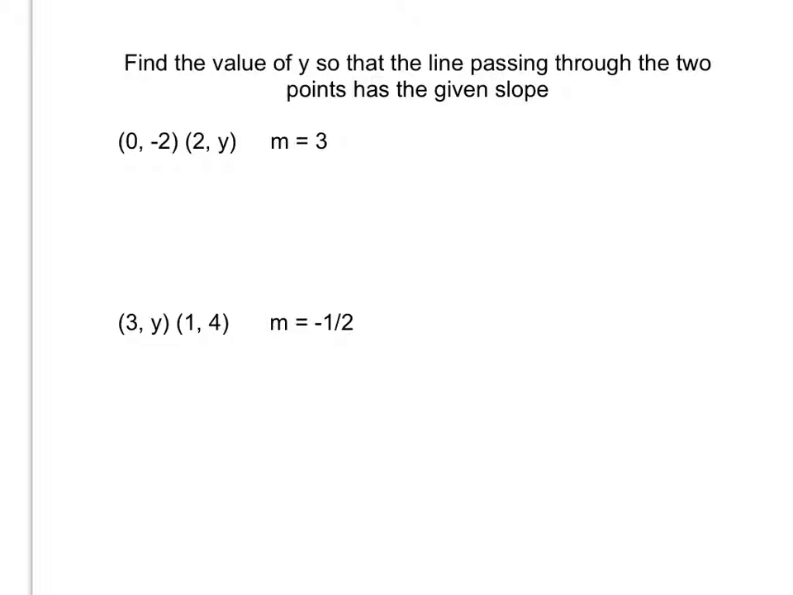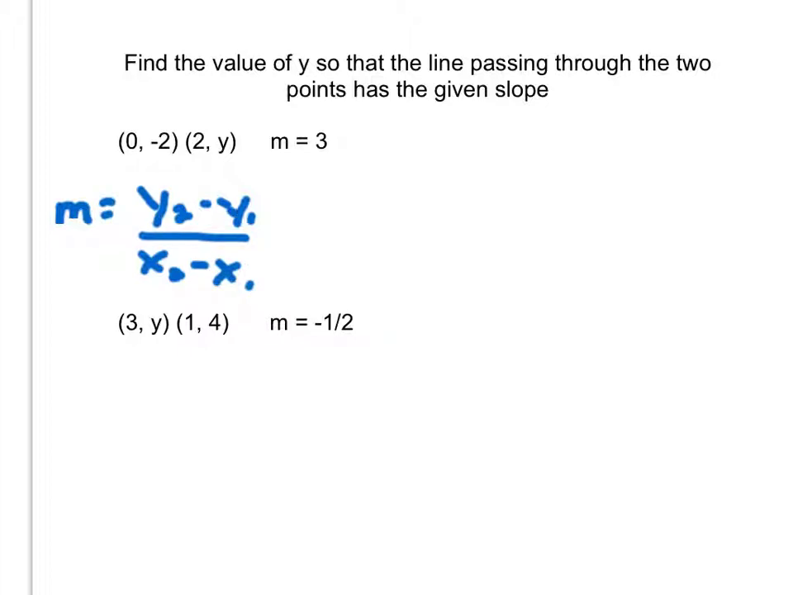Okay, this says to find the value of y so that the line passing through the 2 points has the given slope. So we're trying to figure out what point this needs to be to make our line have a slope of 3. Well, we know the x value of this point, we just have to find the y value. Okay, so again, we'll start by writing down our formula. This time we'll use m in here, so m equals y2 minus y1 over x2 minus x1.